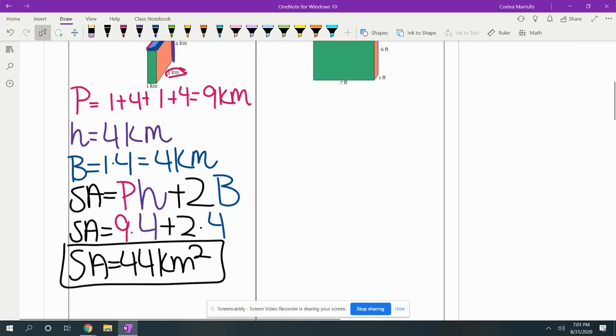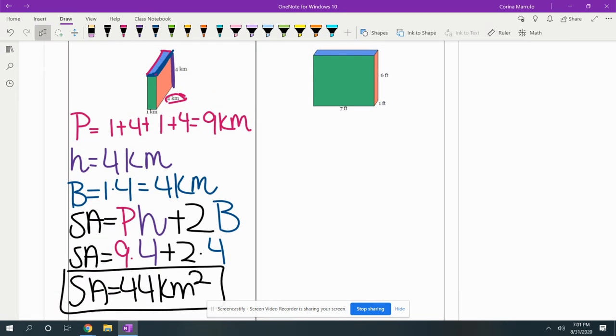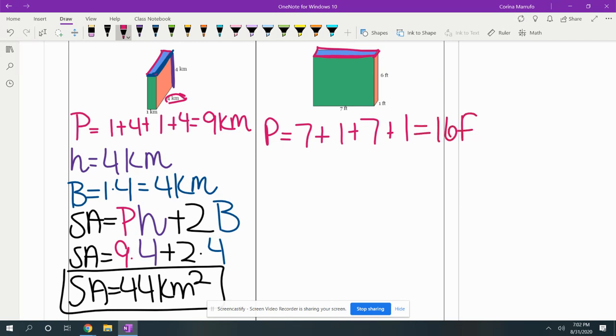All right, the next section. Just in case you didn't get it, we have one that's a little bit similar. So we do the same thing. We start off by finding the perimeter of our base. Remember, the base is this one in blue. From there to there is 7. This little section is 1. Plus, that means that this back stretch should also be 7. Plus, this little piece here should be 1. So 7 plus 1 plus 7 plus 1 is going to be 16, and our units are feet.